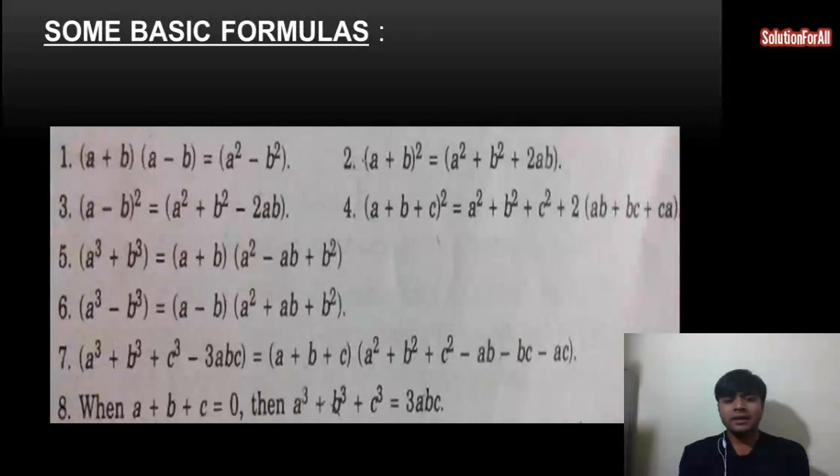So the formulas are like (a plus b) whole into (a minus b). This is very common. This is equal to a square minus b square. Second is (a plus b) whole square, that is equal to a square plus b square plus twice ab. Third is (a minus b) whole square, that is equal to a square plus b square minus 2ab. Fourth is (a plus b plus c) whole square, that is equal to a square plus b square plus c square plus twice (ab plus bc plus ca). So I have 8 formulas I have written over here. You need to memorize all the formulas.